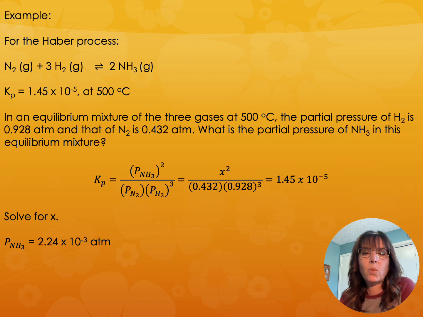Let's take a look at one more example. For the Haber process of making ammonia, that's the reaction, and that is the Kp, because they're all gases at that particular temperature. Well, in an equilibrium mixture of the three gases, we have the partial pressure of H2 and N2. Well, what's the partial pressure of NH3? So write your expression right there.